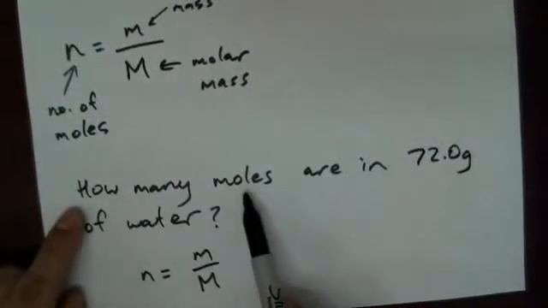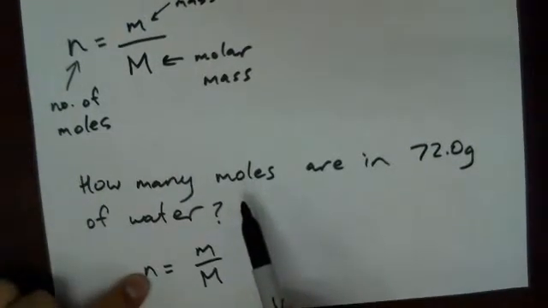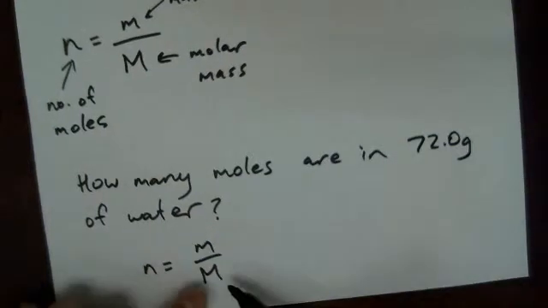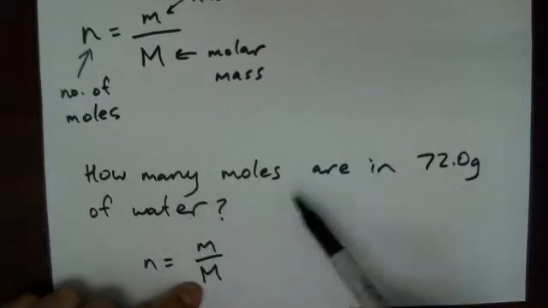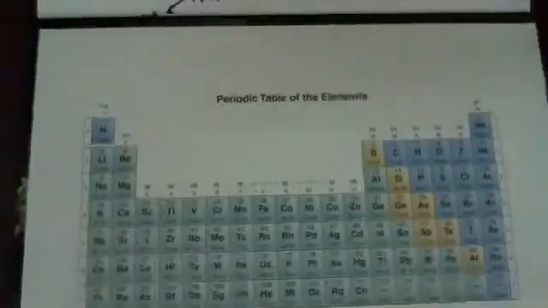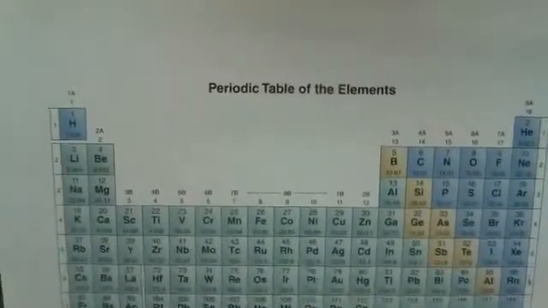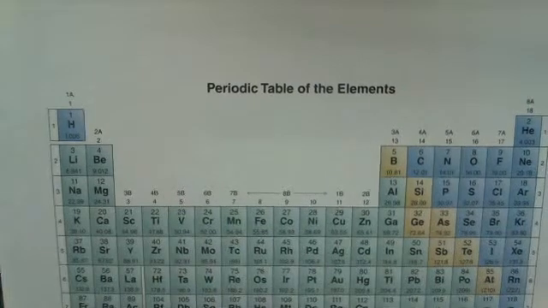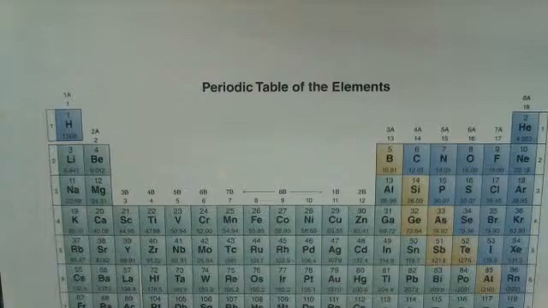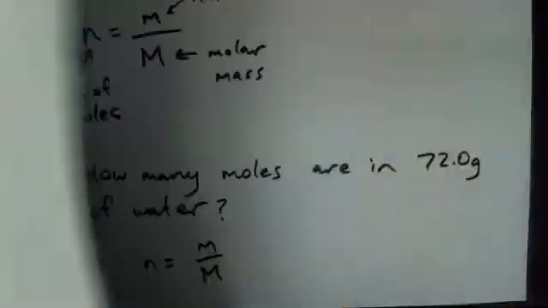And so it's asking for how many moles, so we're not sure of N. Do we have little m, which is the mass? Yes. Do we have the molar mass? Well, as it's written here, we don't. But we can determine the molar mass from the periodic table. And so you look at the periodic table, and you'll see that for hydrogen, we have a molar mass of 1.008 grams per mole, and for oxygen, it's 16.00 grams per mole.